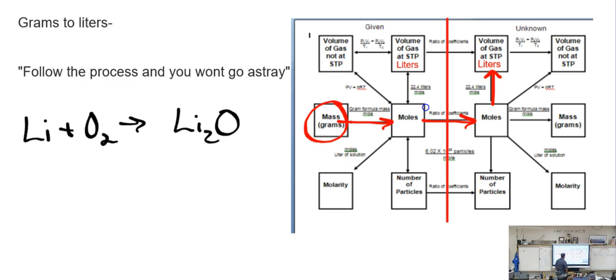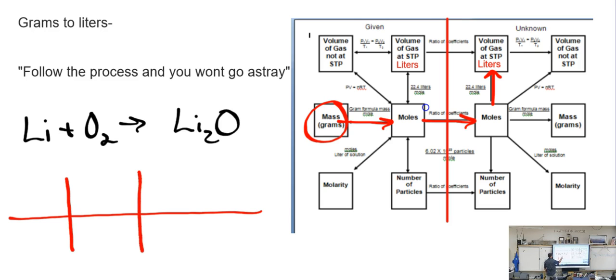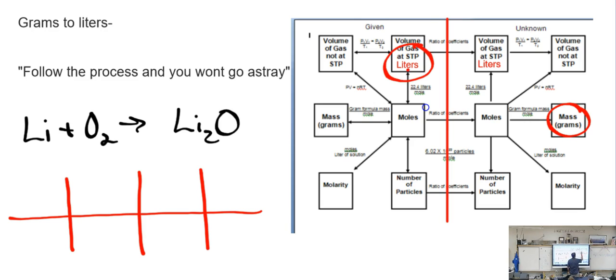So what's our picket fence going to look like? 3 vertical lines. Now, please look. It is also possible that you will be asked to go from liters to grams. You should go down, over, and over. So they're both the same. They'll just be backwards in the way that you line things up.